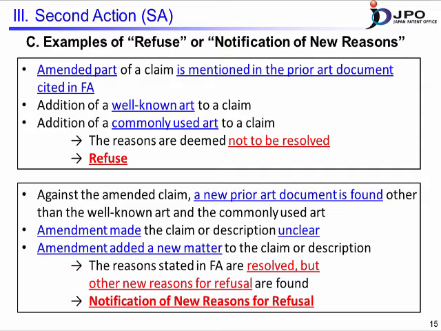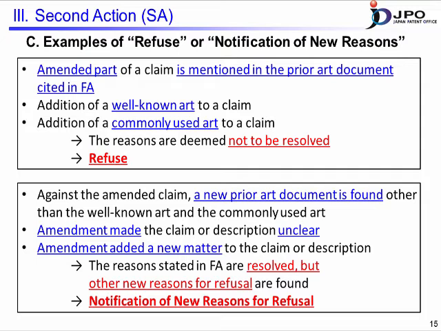First, the following indicates cases for which a decision of refusal is made because the reason for refusal stated in the FA has not been resolved. Cases where the amended part of a claim is mentioned in the prior art document cited in the FA. Cases where the addition of a well-known art to a claim is made in the amendment. Cases where the addition of a commonly used art to a claim is made in the amendment.